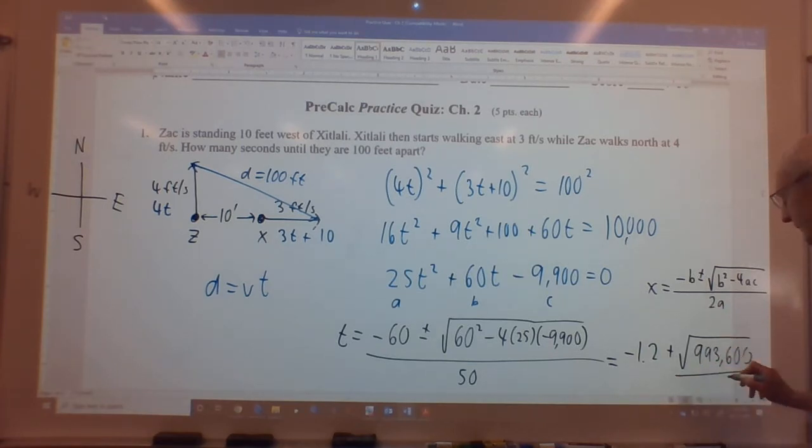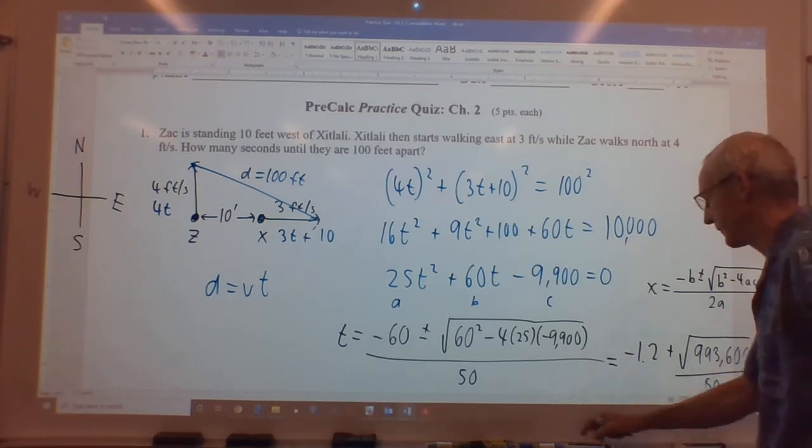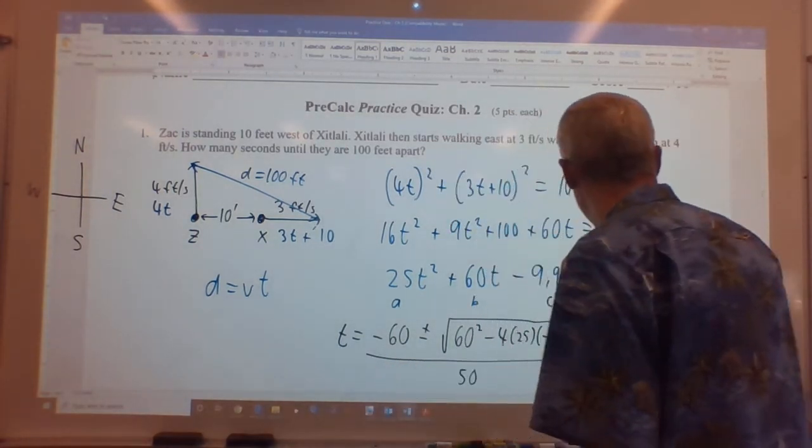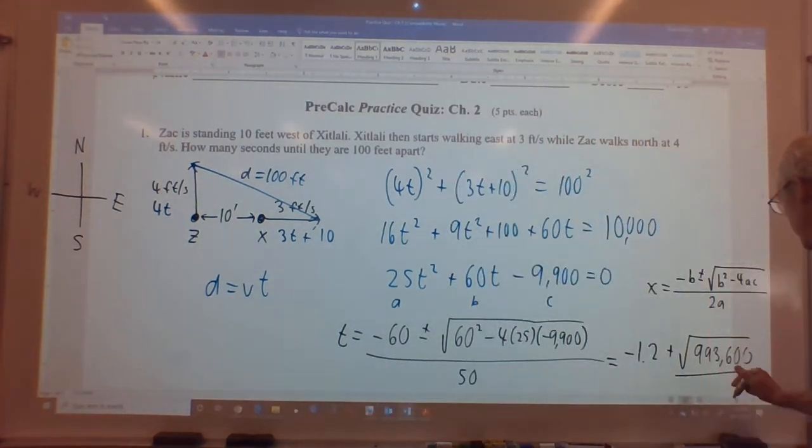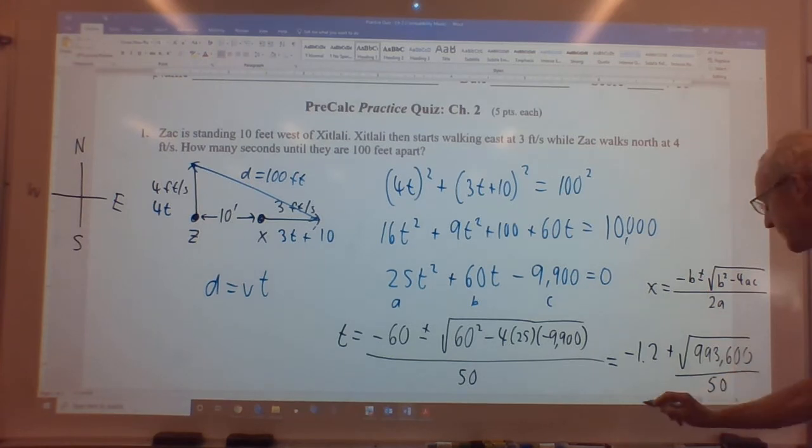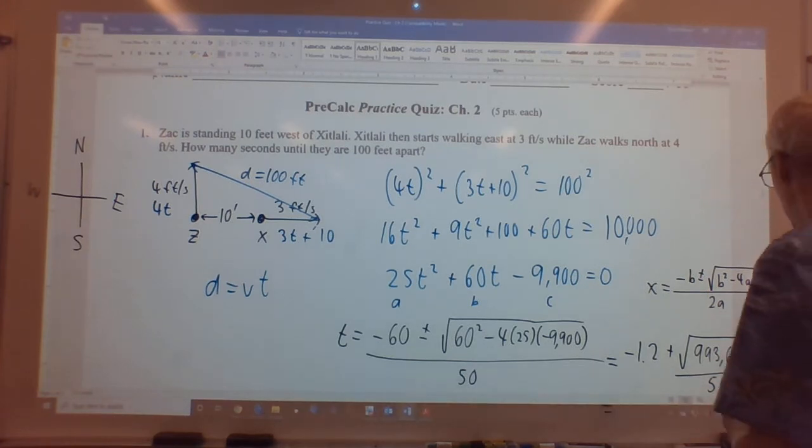993,600, and we can't forget the divided by 50. I already divided the negative 60 by 50, but I didn't divide this by 50. Lots of places to make mistakes in this.